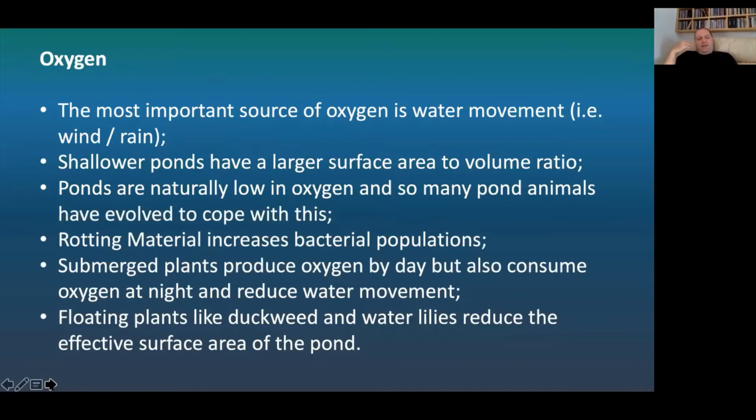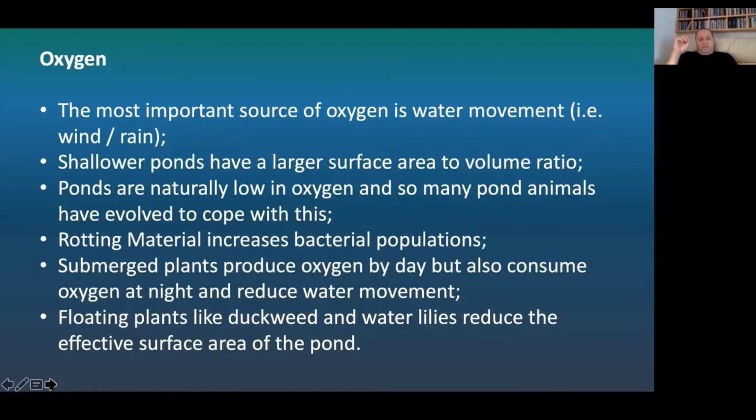Rotting material. If you have a lot of things living in your pond, and in particular a lot of rotting material, usually rotting leaves, that will increase bacterial populations, and that can deoxygenate the water quite rapidly. So this is something to be aware of when managing ponds. You don't really want too much leafy material. Again, some leafy material is a good thing, and a lot of things like to feed on it, but you don't want too much of it.